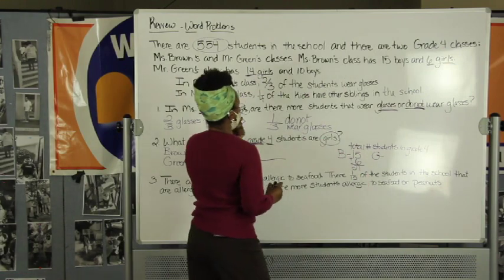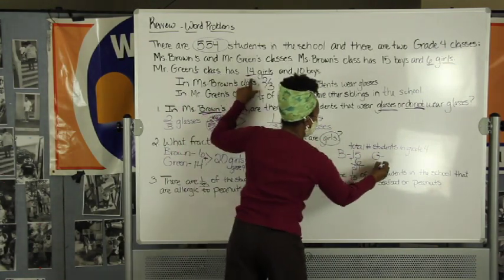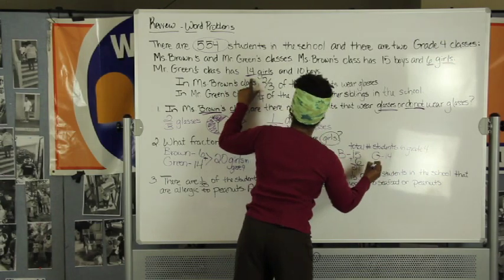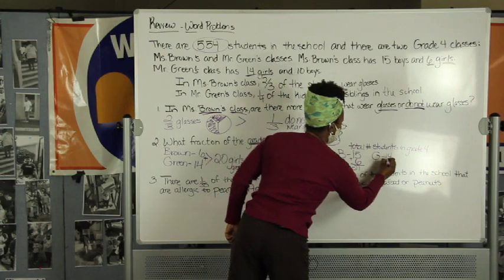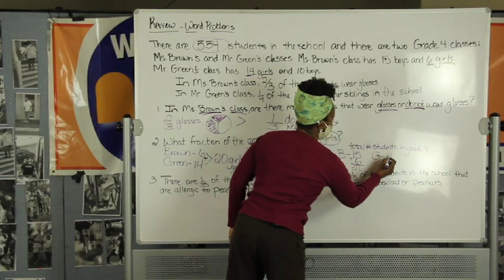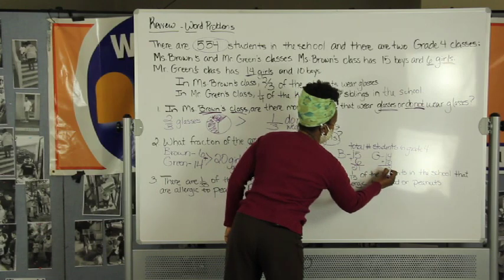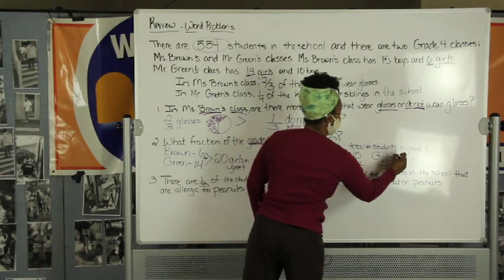Mr. Green's class has 14 girls and 10 boys. Add it up. 4 plus 0 is 4. 1 plus 1 is 2. So now we have to add those together.